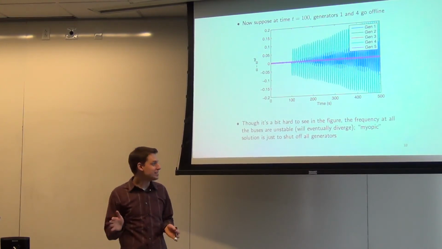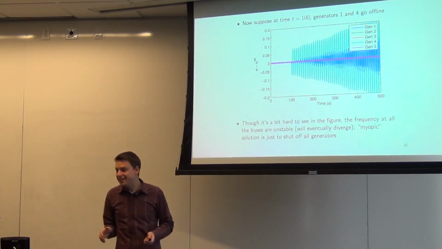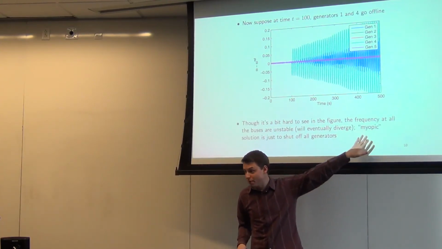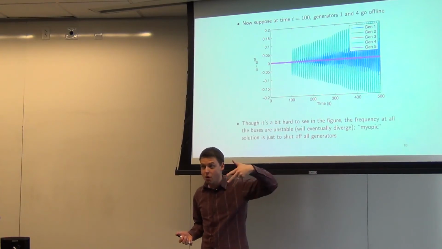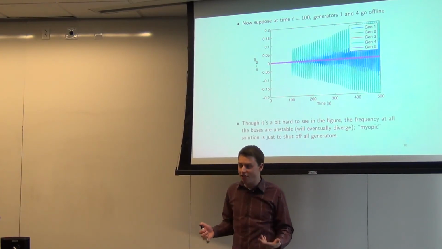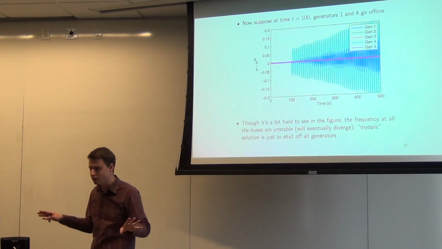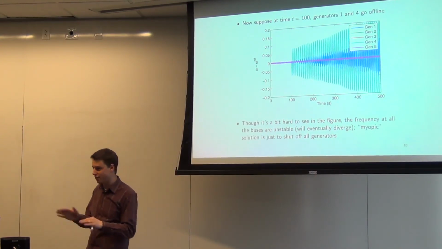They don't want to do that, so what generators will actually do instead is save themselves and, myopically, say, what's my best thing to do right now? Well, if I keep going, I'm going to break. That's probably a bad thing. I'll just shut off instead. So all of them shut off because they're all unstable, and the grid blacks out.